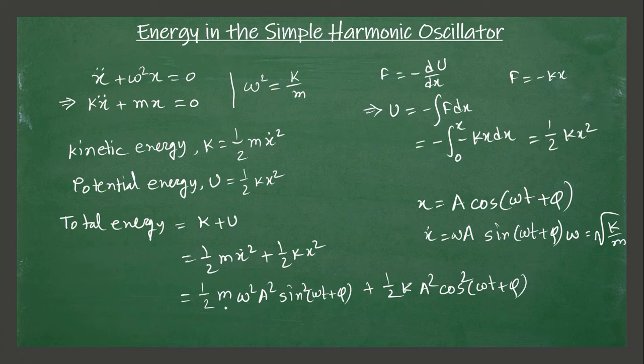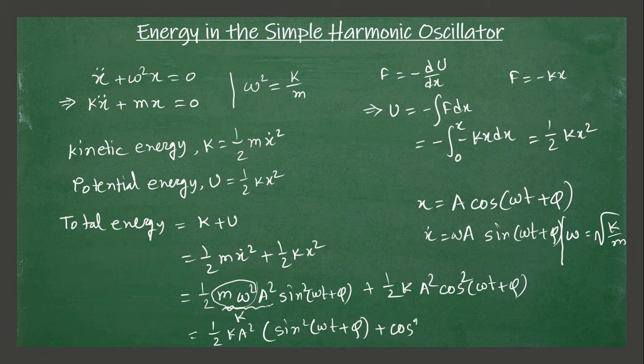Now if we simplify this a little, as you can see, we can write omega equal to the square root of k over m. So omega squared is simply k over m. So if we put k over m here, the m and m cancel out, so we simply have k, right? So as we see, we can take this common: half k a squared, and we are left with sine squared of omega t plus phi plus cosine squared of omega t plus phi. Now as you can see, this is equal to 1, right? So we have the total energy equal to half k a squared.